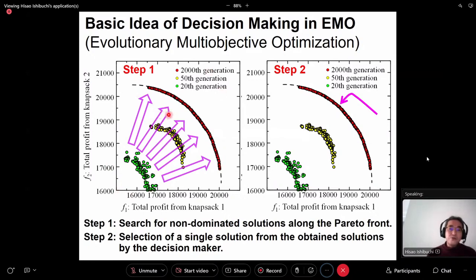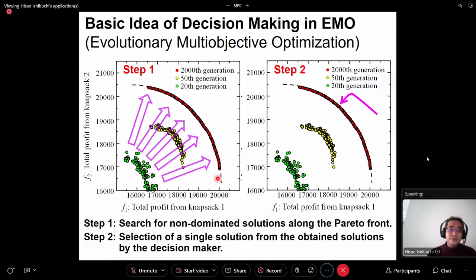In the first step, we try to find a large number of solutions along the Pareto front. This figure shows multi-objective evolution. Green points are solutions in the 20th generation. The initial solutions are much worse, around here. Then the population moved in this direction for this two-objective maximization problem. Then at the 20th generation, we have these green points. After the 50th generation, we have these yellow points. Yellow points are the population at the 50th generation. Then finally, after 2000 generation updates, we have these red points.